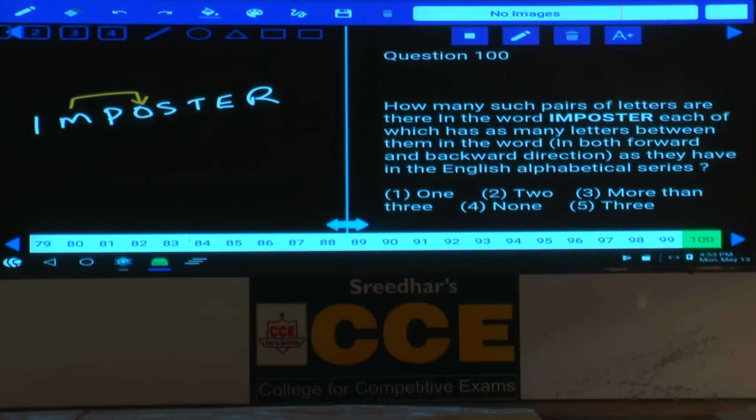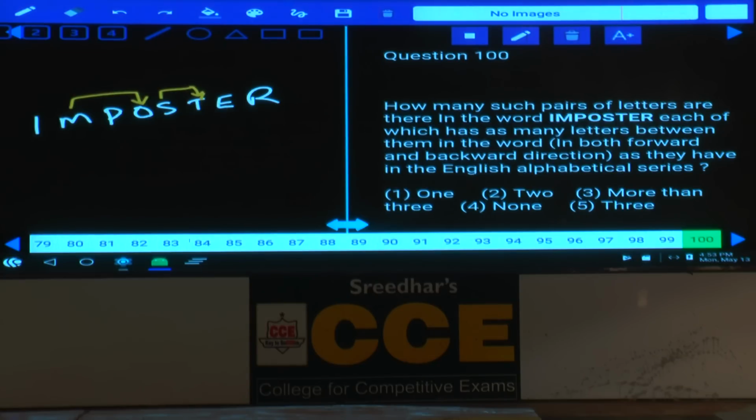Next one, P, Q, R, S, T, O, P, Q, R, S. Next one is S and T. Now here between S and T there is no letter in the alphabetical order, there is no letter in between these two. Next one, and T no letter more than this one, E, F. Left hand side to right hand side we have only two pairs.